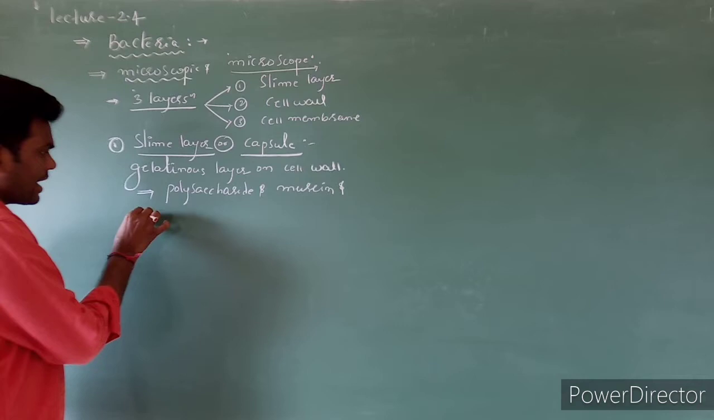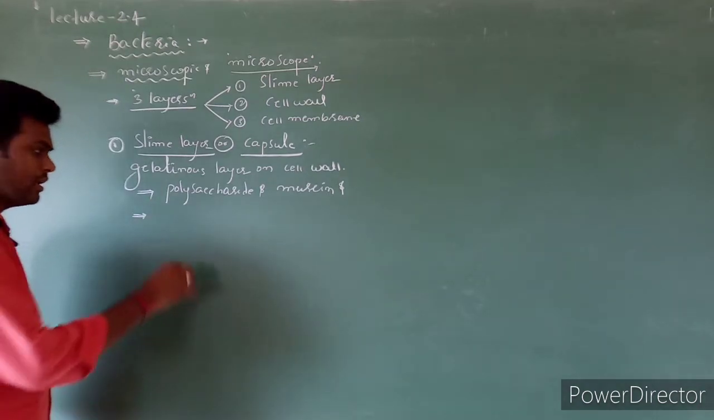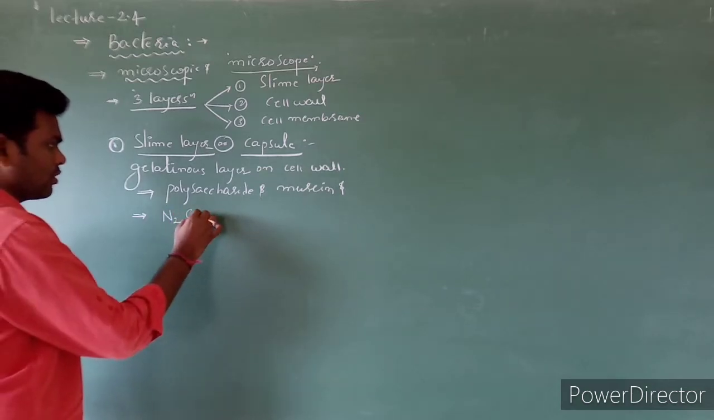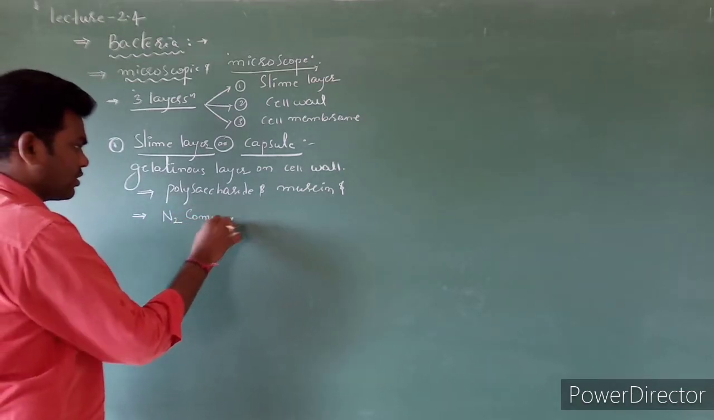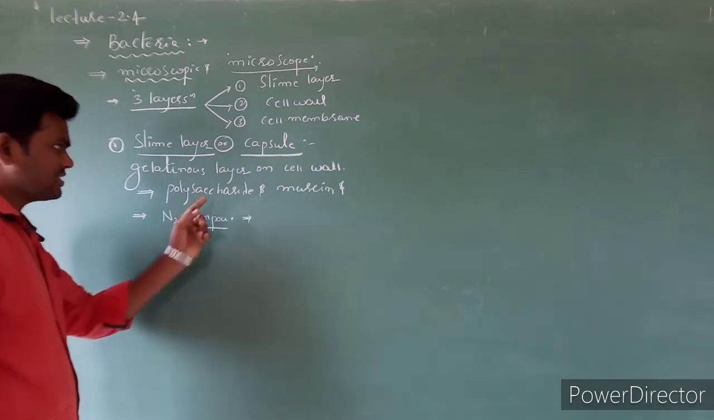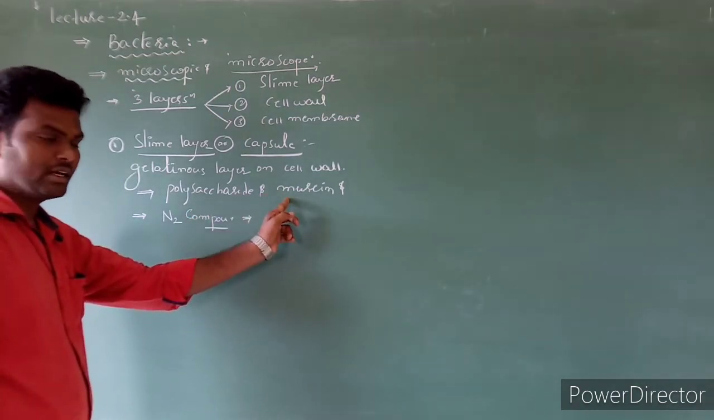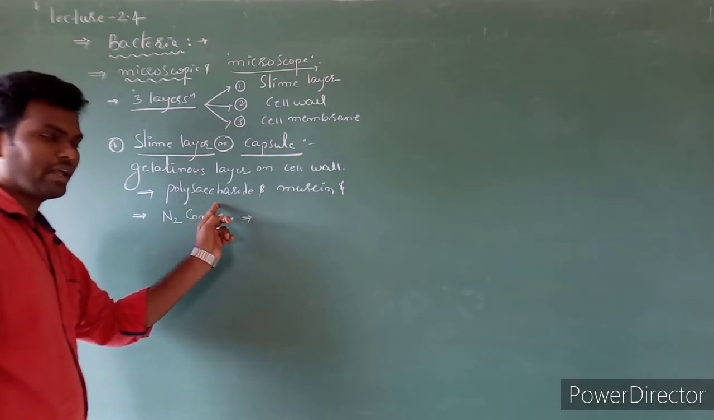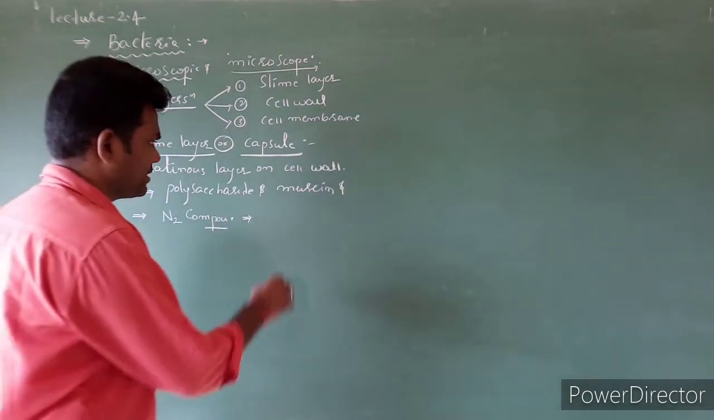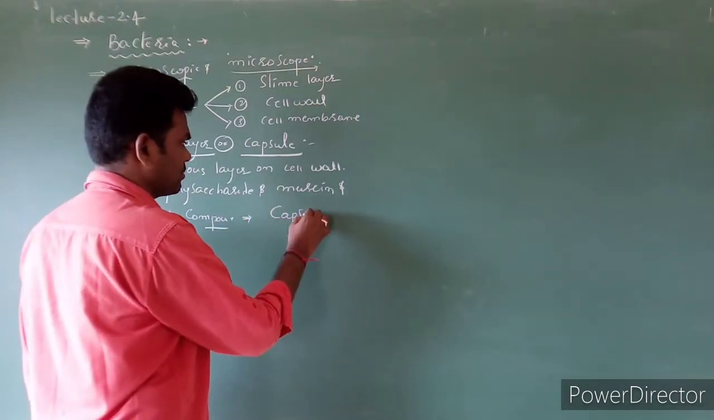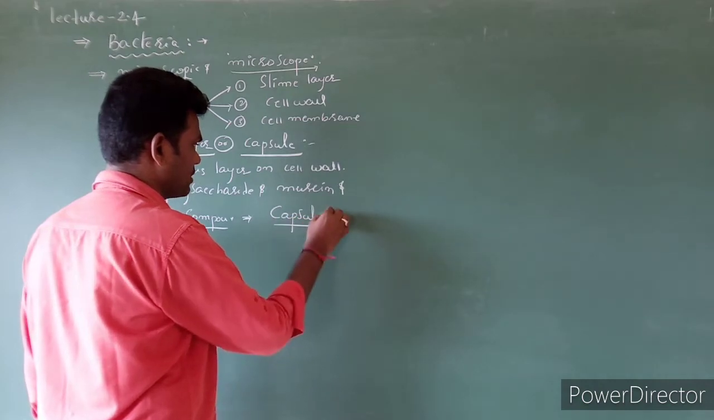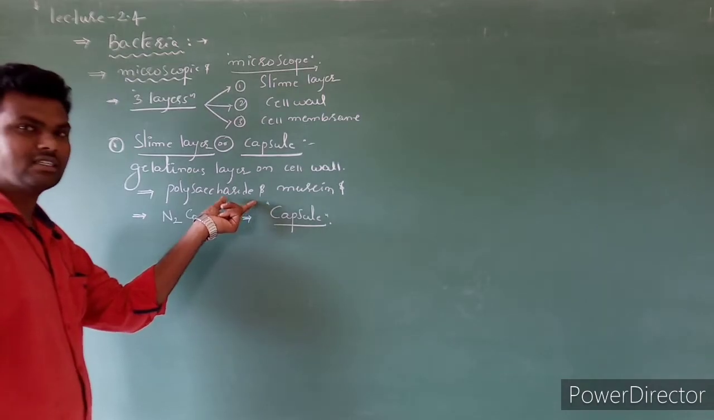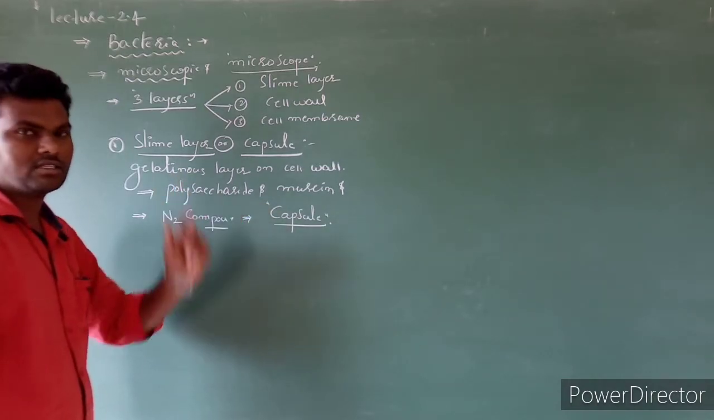Besides the polysaccharide as well as murein, if nitrogenous compounds like uric acid, ammonia, nitrogen are present, then it is called a capsule. So this is the first outermost gelatinous layer on the bacteria cell wall.